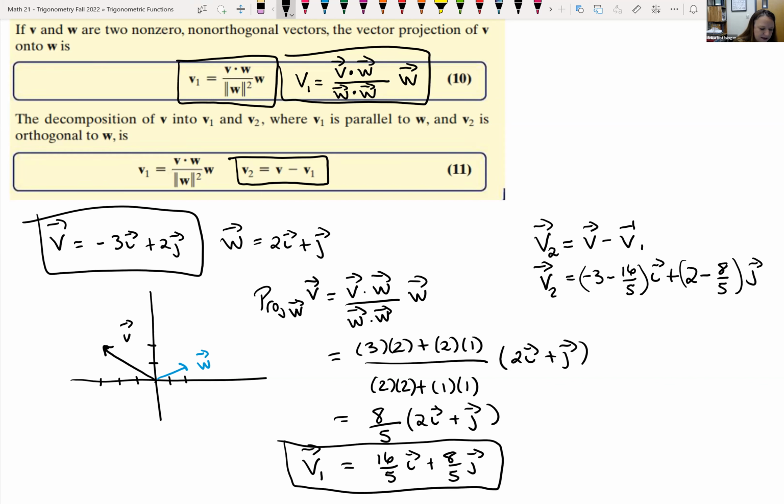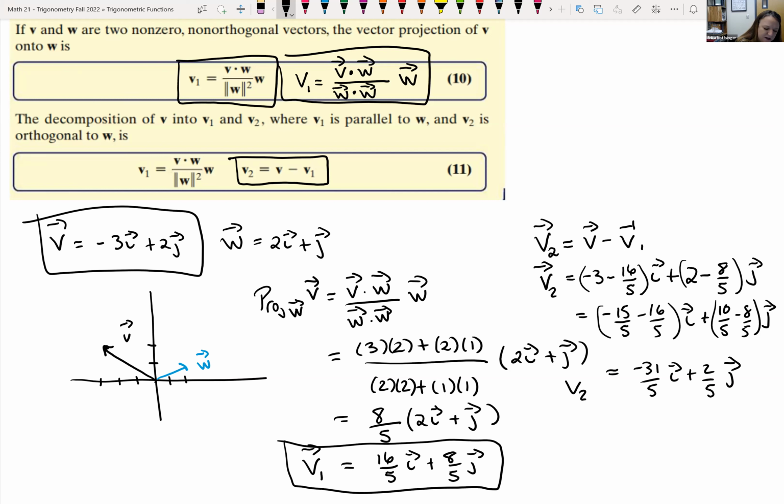So really quickly, let's get a common denominator. So this is negative 15/5 minus 16/5 for our horizontal component, and we have 10/5 minus 8/5 for our vertical component times j. So this gives me negative 31/5 i plus 2/5 j. So this vector here is our vector that is orthogonal to our vector w.